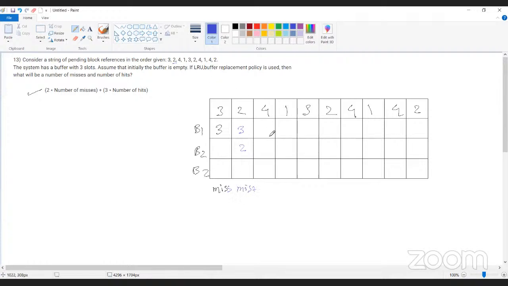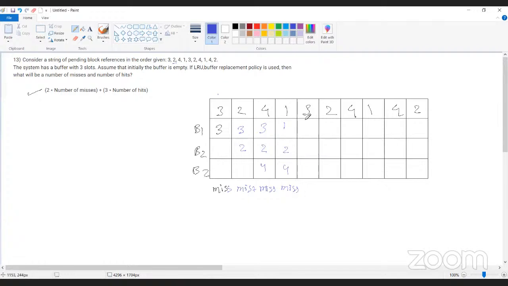When you request 4, so 3, 2, 4, it will also miss. When you request 1, you can see that the 3 buffers are already full. So the block whose reference has not been used for the longest time will be removed, right? You can see that 3 has not been used for the longest time, so 3 will be removed. So 1, 2, 4, and this will also miss.